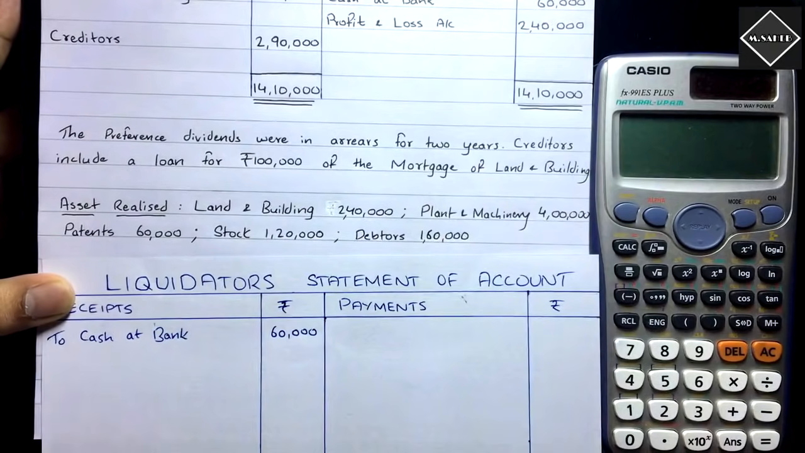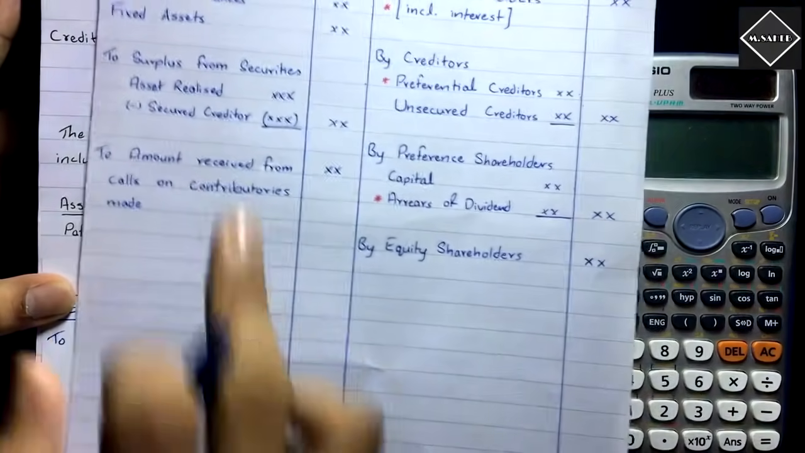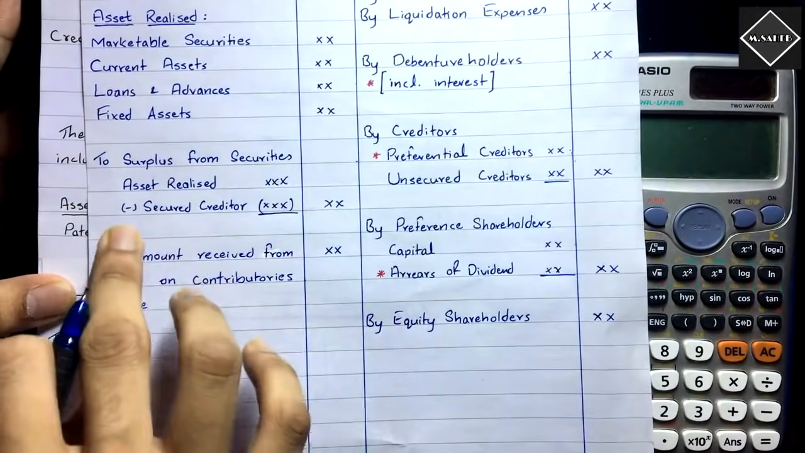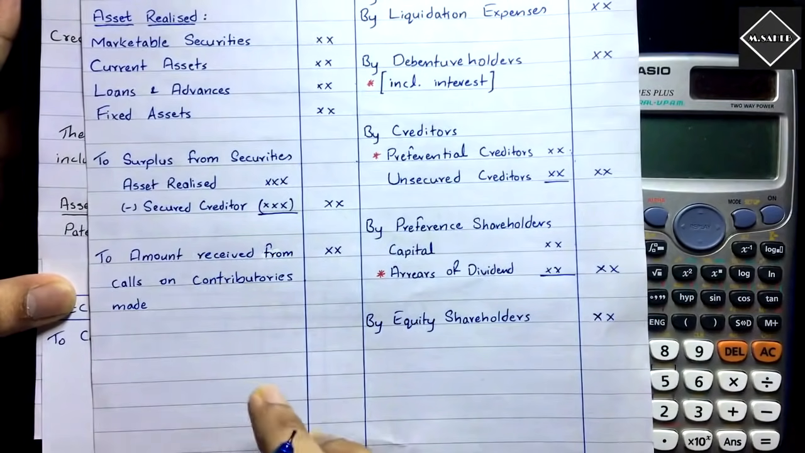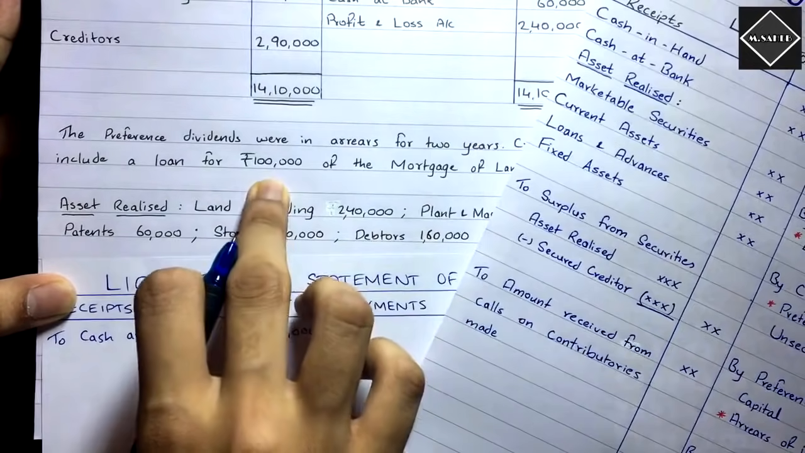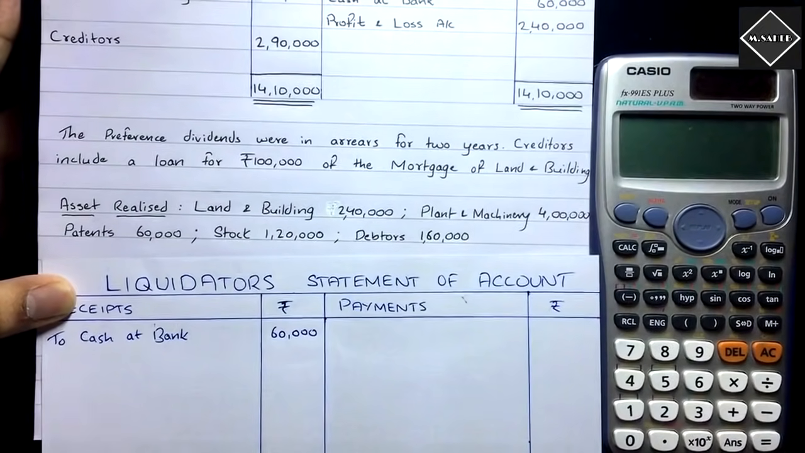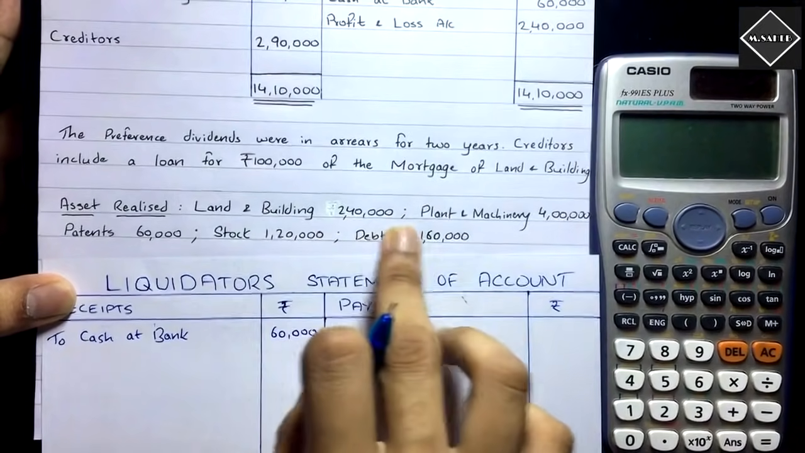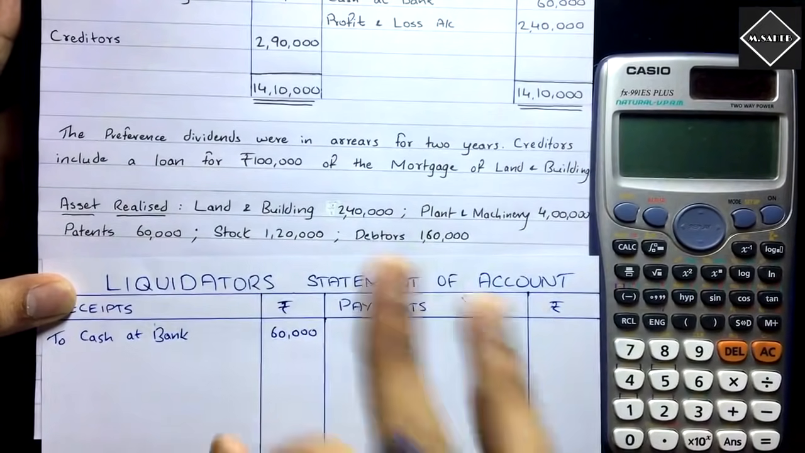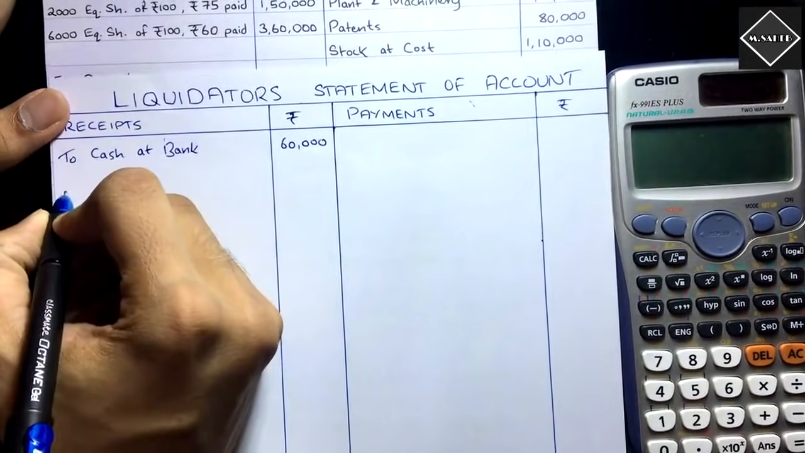How? Like this. See the format. To surplus from securities, land and building you have to take and then deduct the secured creditor, that is the 1 lakh loan we have. So that is how you have to take land and building, not in the assets realized. Now let's take the assets realized: plant and machinery, patents, stock, debtors.